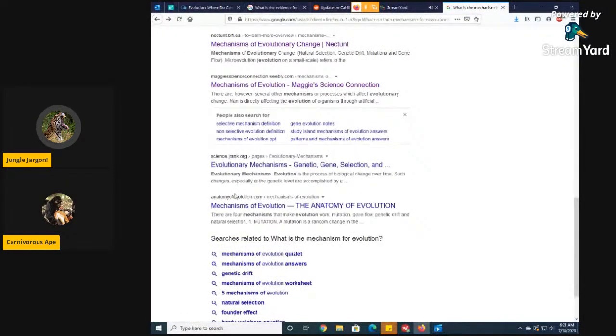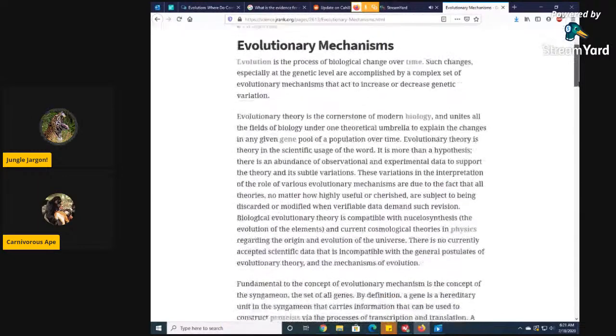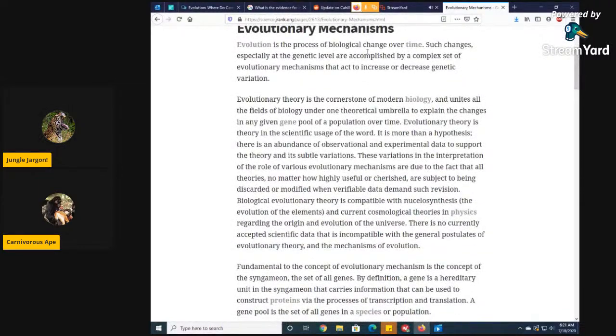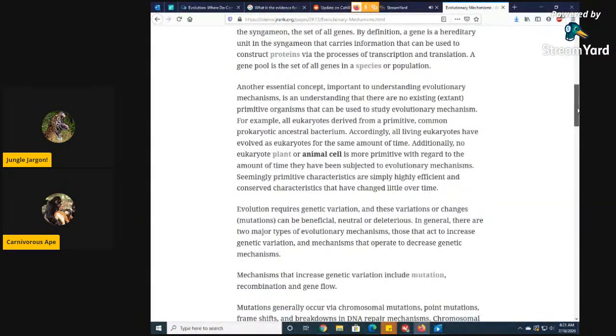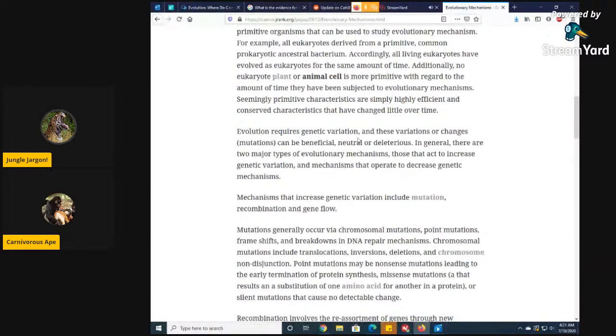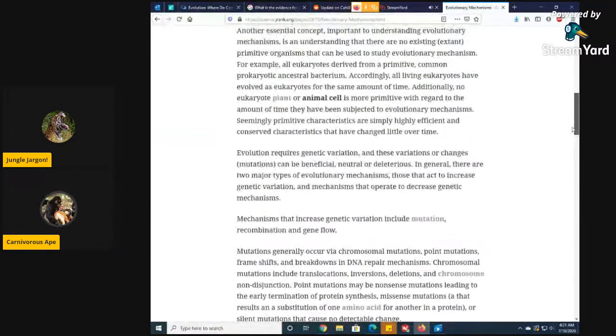Okay, so we learned quite a bit. We got mechanisms, evolutionary mechanisms. Okay, evolution is a process, change over time. There's no highlighted things here. Requires genetic variation. That's not it. Variation or changes, that's what a mutation is.